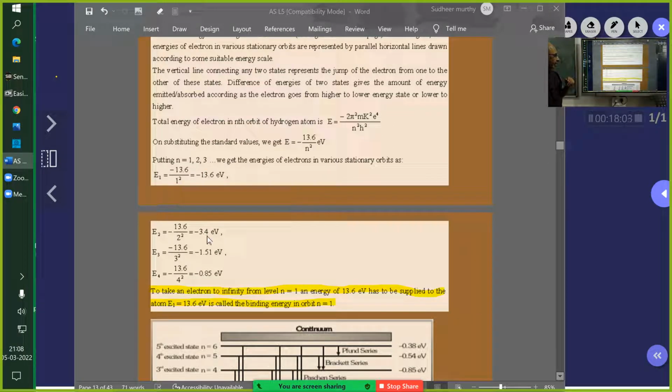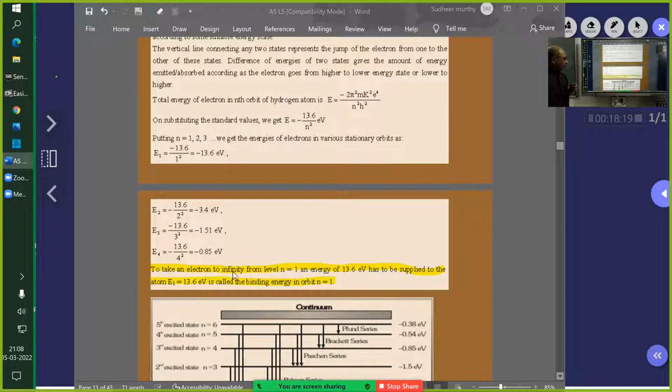I think all of you know this. E1 is so and so. E2, how you got this 13.6, this one. As you know, E is inversely proportional to 1 upon n square, and therefore as n goes on increasing, you can get these values. To take an electron to infinity from level n equal to 1, an energy of 13.6 electron volt has to be supplied to the atom. E1 is equal to 13.6 electron volt, also called the binding energy in orbit n equal to 1.